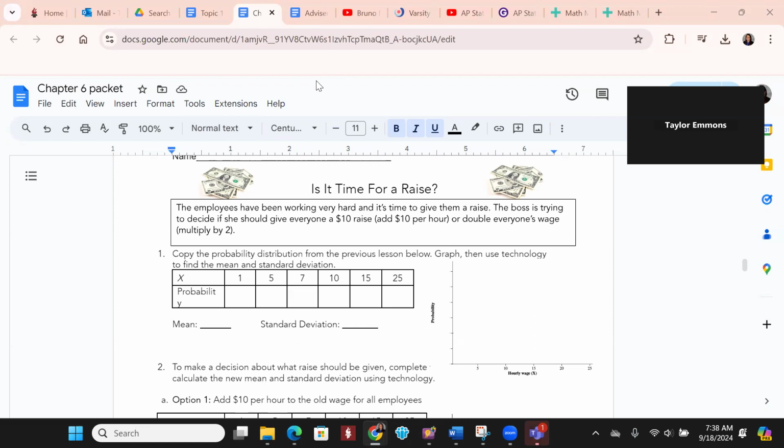I'll help you do that. So that's going to be 3 divided by 30, 6 divided by 30, 7 divided by 30, 10 divided by 30, 3 divided by 30, and 1 divided by 30.